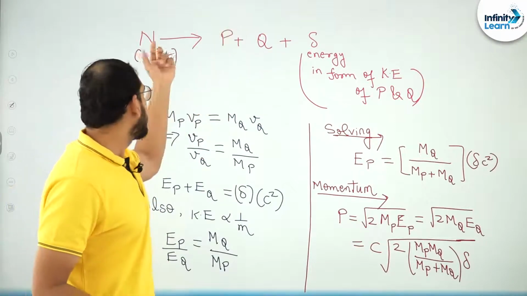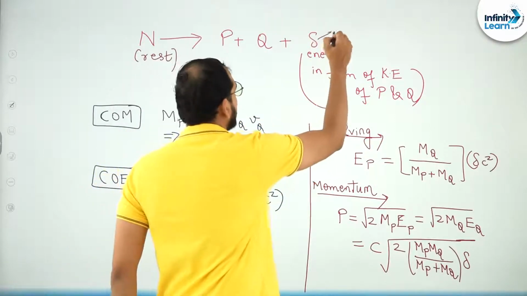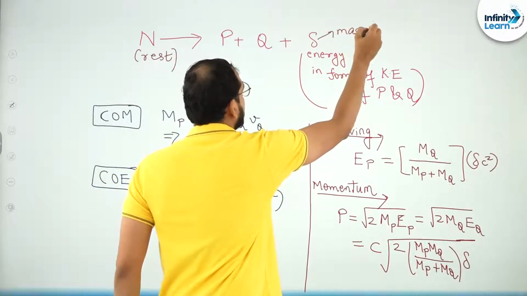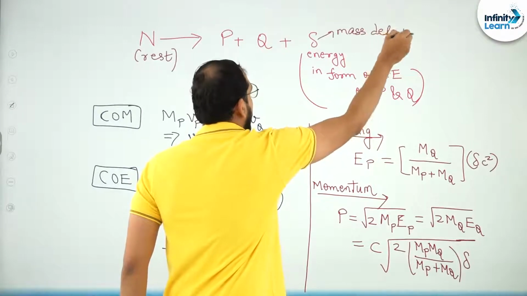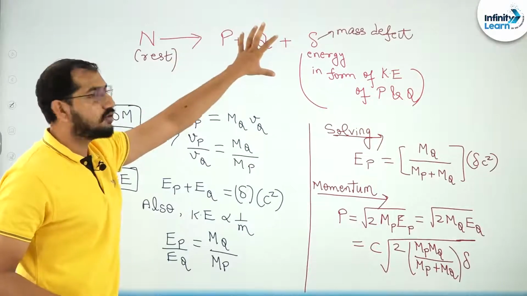It is because of some amount of N, which is delta. This delta is basically the mass defect over here. Okay, so this mass defect is getting converted into energy, and that energy is basically the contribution from the kinetic energies of P and Q.